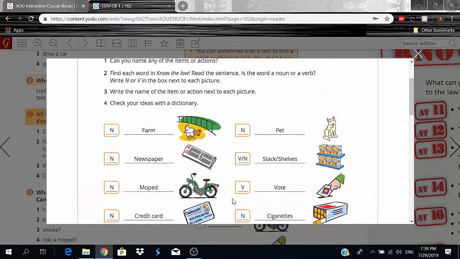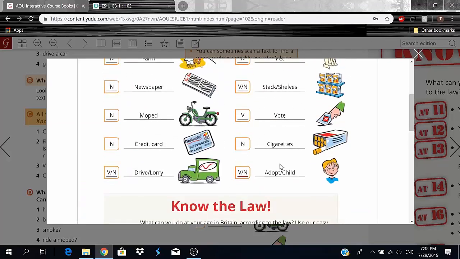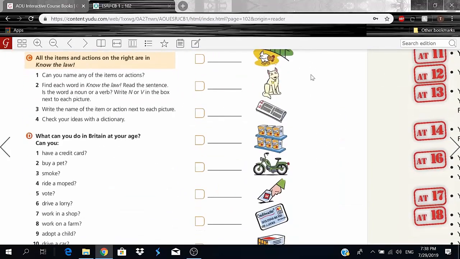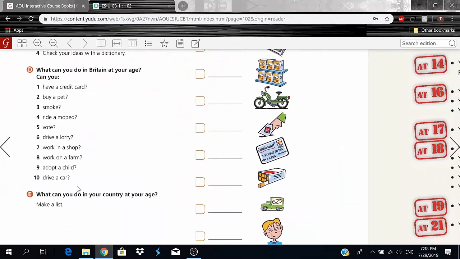You can always pause and rewind if you need additional help with the exercise. Okay, but oh, here we go. Exercise E. What can you do in your country at your age? So this is just a simple list, and you can make one of your own country and what you can do at your age right now.